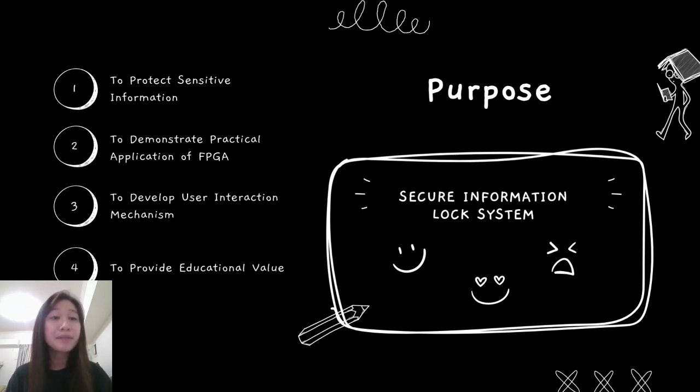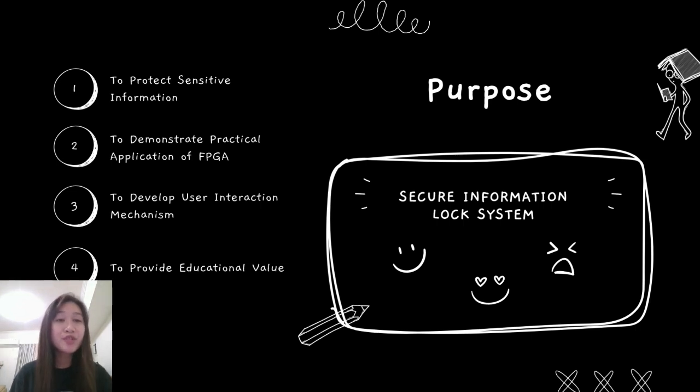The primary purpose of this project is to create a secure information storage and retrieval system. The objectives are as follows. First, to protect sensitive information. The project aims to securely store sensitive information, such as my last 6 digits of the student ID and my birthday, ensuring it is not accessible without the correct passcode.